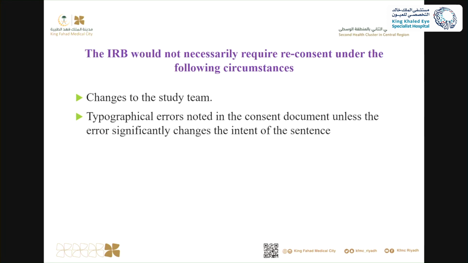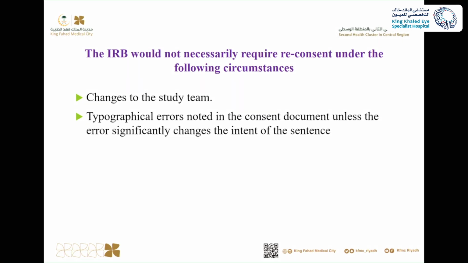The IRB also would not necessarily require reconsent under the following circumstances: changes to the study team. Sometimes it might pass if there's a resident or junior intern, or some assistance that is not really major, or there are minor documents changes like a full stop or a comma. But other than that, major changes need to be done.